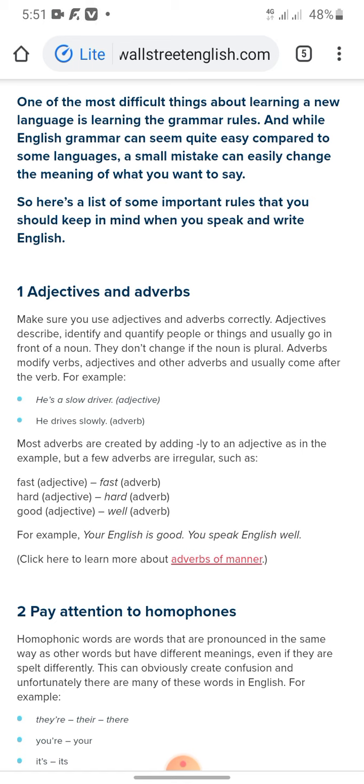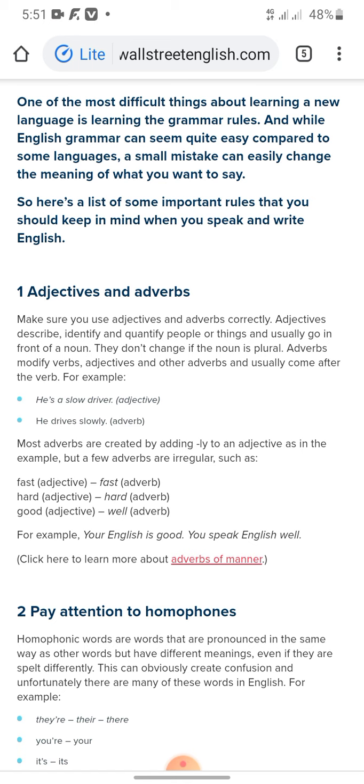And in some cases the rule of adding ly to the adjective to make it an adverb cannot be followed. So in that case, for example, fast is an adjective. The adverb of fast is also fast. So fast, fast, adjective, adverb.